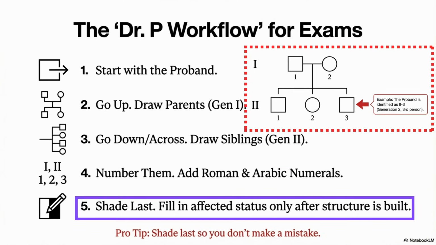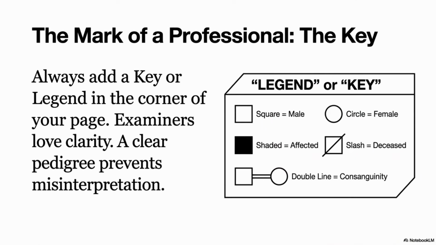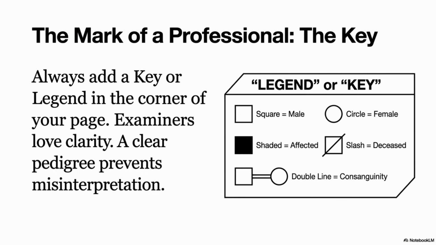Shade. Fill in the affected people last so you don't make a mistake. And that's it, a clear professional pedigree. Always add a key or legend in the corner of your page explaining your symbols. Examiners love that. Go practice drawing your own family tree. It's the best way to learn. And now let's move on to the next part.